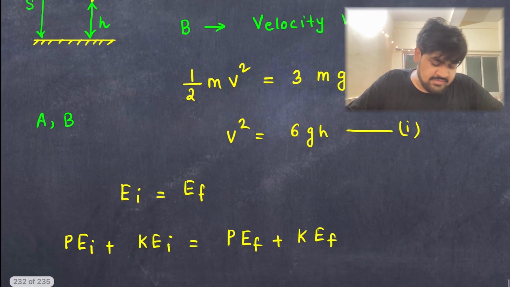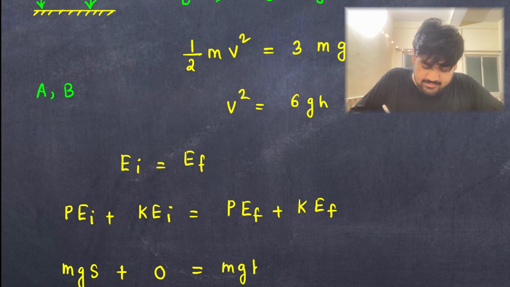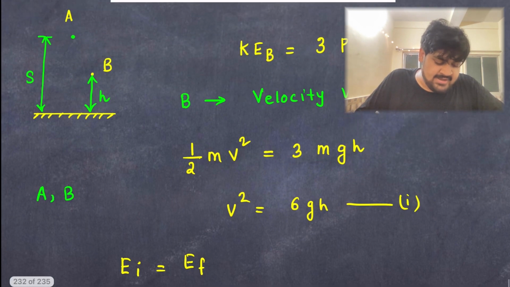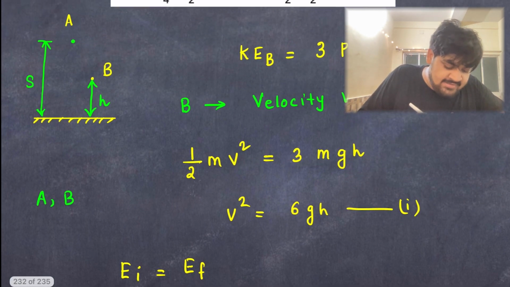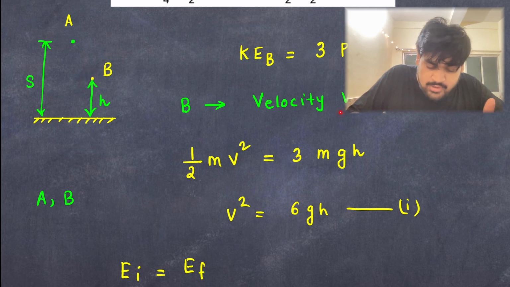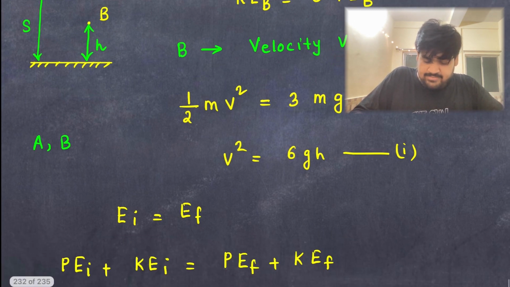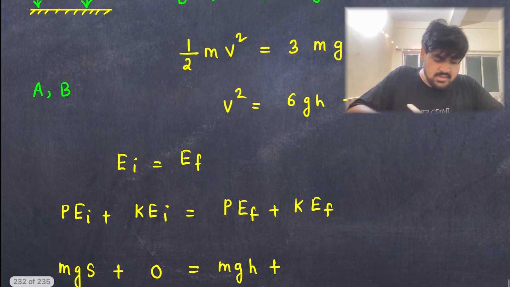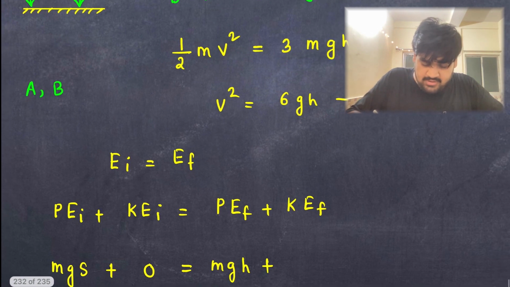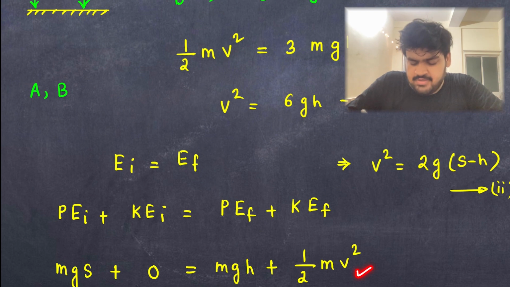Final potential energy will be, it is at a distance of h at point B, so it will be mgh plus the final kinetic energy, that is the kinetic energy at point B. The velocity of the particle at point B we have considered to be v, remember. So this will be plus half mv square. So from here our v square comes out to be 2g times (s minus h).